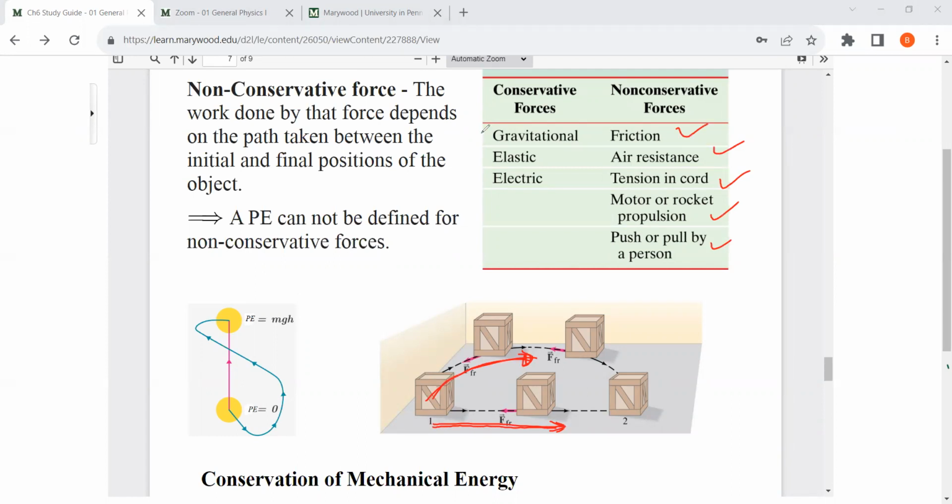On the other hand, the gravitational force, elastic force, and electric force, we are not going to consider it in this course, are all conservative force. For all conservative force, we can determine a potential energy. So gravitational force and elastic force, if you want the work done by them, we just need to know what is the initial position and what is the final position.